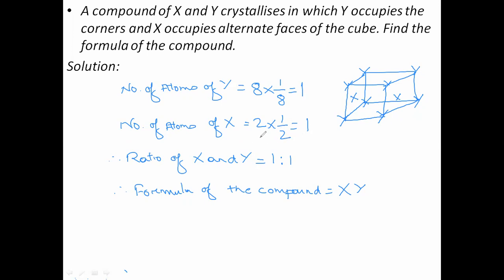Whatever ratio you get of that particular element, how many of each element are present, 1, 2, 3, 4, the ratio in which they are present in a unit cell is nothing but the ratio in which they are present in the compound. So the formula of this particular solid is XY. That is how we understand this particular example. Okay, so let us go for the next.